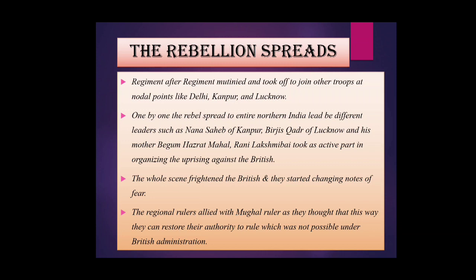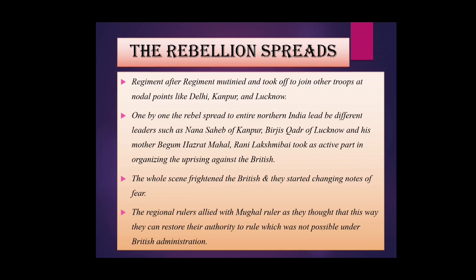The whole scene frightened the British and they started changing their tone out of fear. They found that it was going to be a big thing. Earlier they were not expecting such a big uprising, so they were okay with it, but later they understood it was going to be a problem for them. The regional rulers allied with the Mughal ruler, as they thought that this way they could restore their authority to rule, which was not possible under British administration.